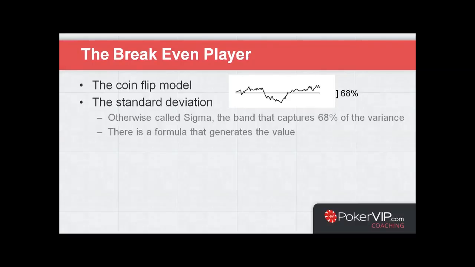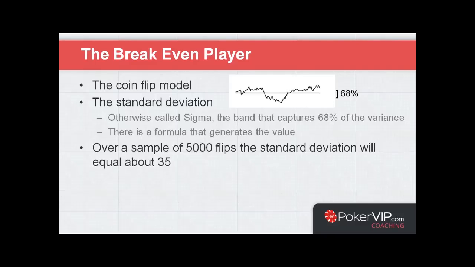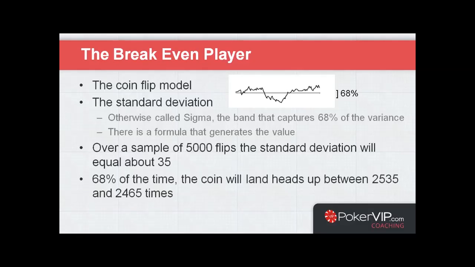Now there is a formula that can generate this for us. I'm not going to present that formula to you just now. You'll have to take my word for it. You will see it towards the end of the video, where you'll need it in order to solve the challenge question. But what we will say is that over a sample of 5,000 flips, the standard deviation will equal about 35. That is, we anticipate that we'll have an excess of heads over tails of 35, or an excess of tails over heads of about 35, and we expect to see this 68% of the time. Another way to put this is if we establish those limits at, well, half would be 2,500, so we expect 2,535 heads, 2,465 heads, and the coin will probably land somewhere between those two limits, 68% of the time.